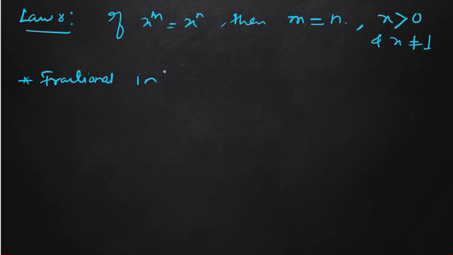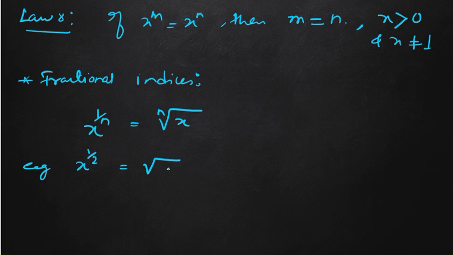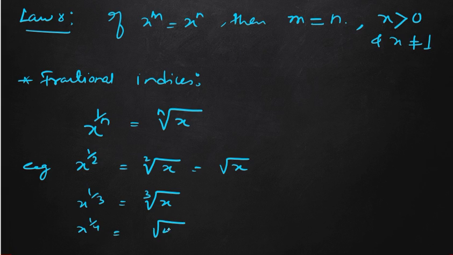And next we have our fractional indices. You have to remember that if the power is a fraction, then it is written like this. Example, x power 1 by 2 can be written as square root of x. Generally square root is written like this. x power 1 by 3 will be written as cube root of x. x power 1 by 4 will be fourth root of x, like this, and it will continue.